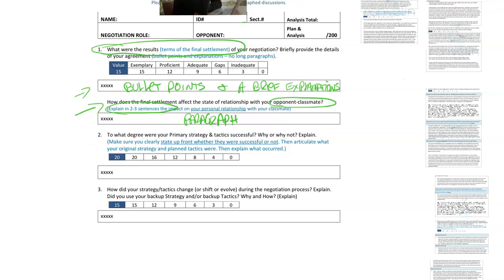And to clarify, please read this paragraph in blue here, very important. Make sure you clearly state up front whether they were successful or not, then articulate what your original strategy and plan tactics were. Then explain what occurred. So you want to say to what degree your primary strategy and tactics were successful. Don't explain it yet. Then articulate what your original strategy and plan tactics were. So this is your primary strategy and tactics. Then you explain what occurred.